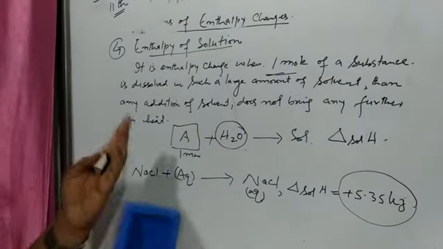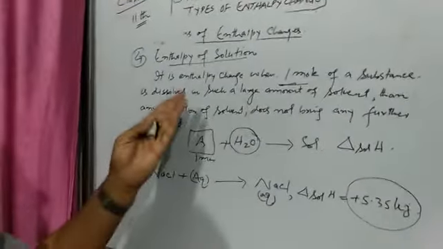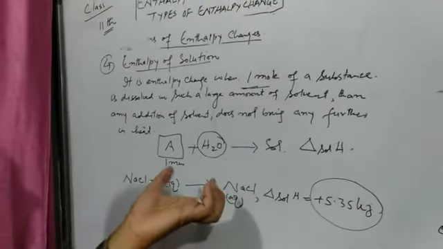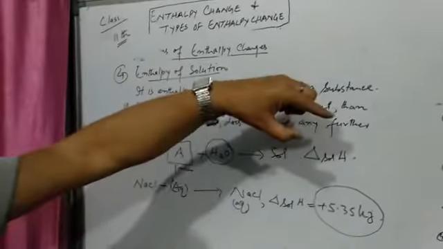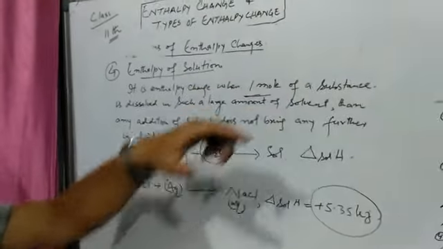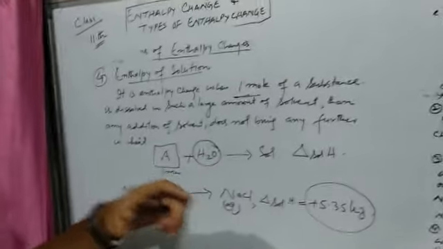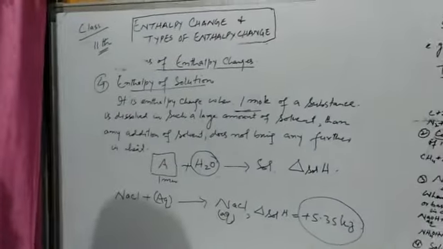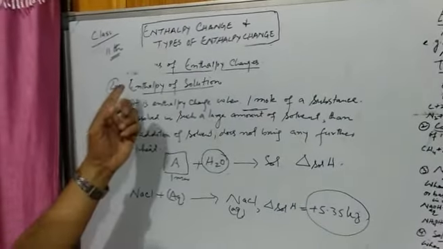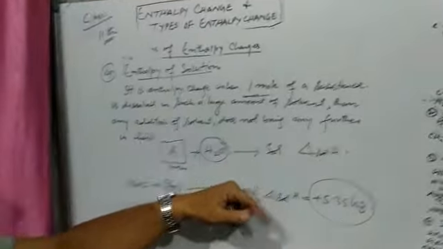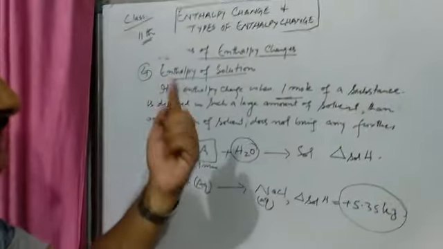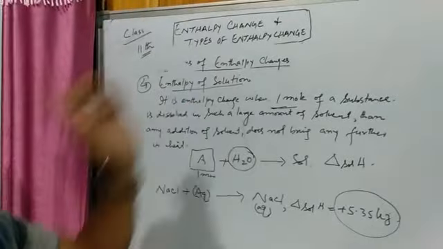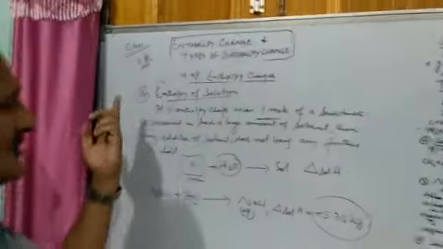We have other types also. For example, we have enthalpy of sublimation. Sublimation means when a solid substance directly changes into vapor state. Such a process is known as sublimation. So when we talk of enthalpy of sublimation, that means it will be the enthalpy change when 1 mole of a solid substance changes directly into vapor state.